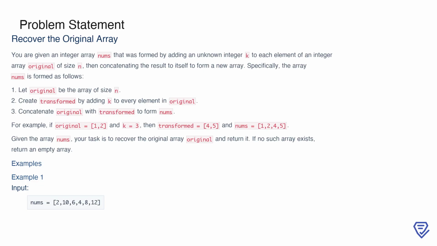For example, if original is 1, 2, and k is 3, adding 3 to each element of original results in transformed equals 4, 5. Concatenating these two gives nums equals 1, 2, 4, 5. Your task is to determine the original array from the given nums. If it's not possible to recover such an array, you should return an empty array.